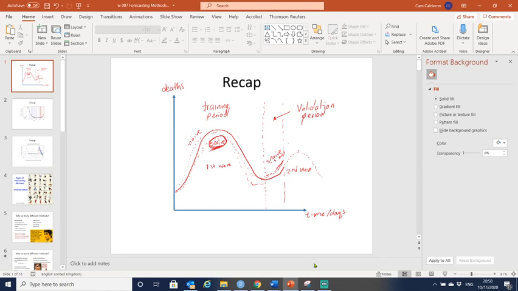So in the validation period we decide what is the best forecast, right? And after we decide what is the best forecast, we can predict the future.